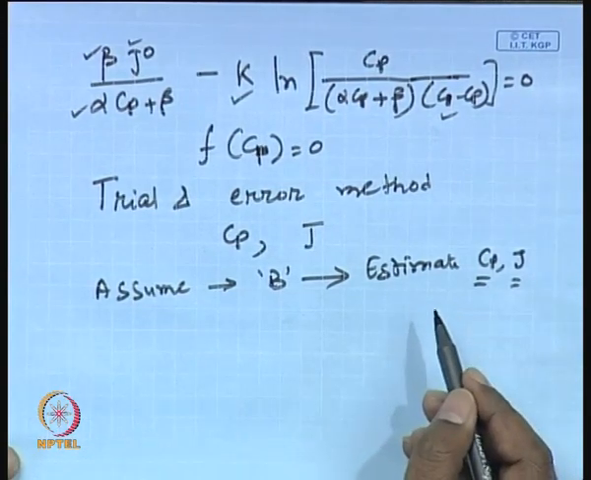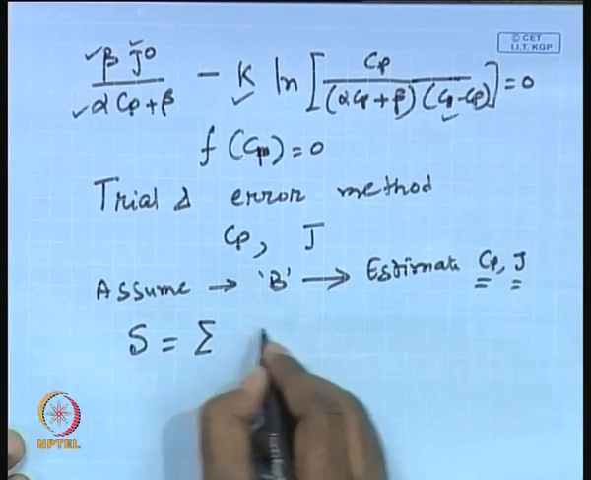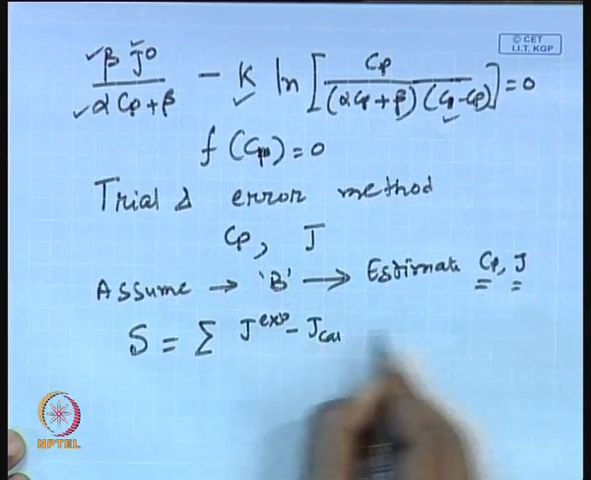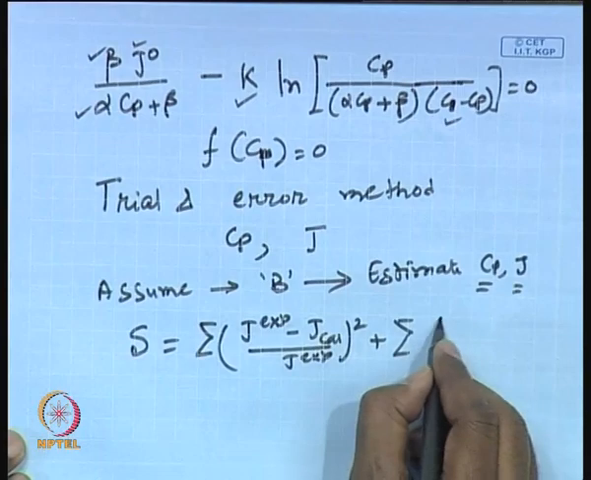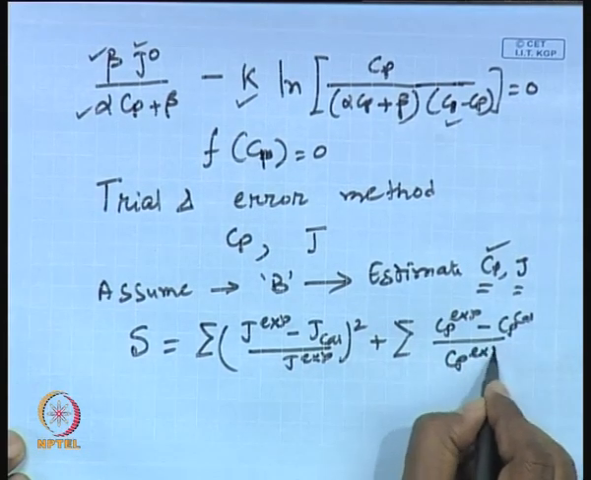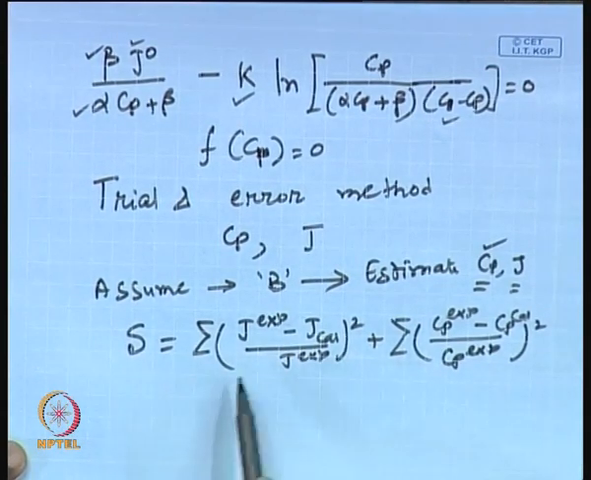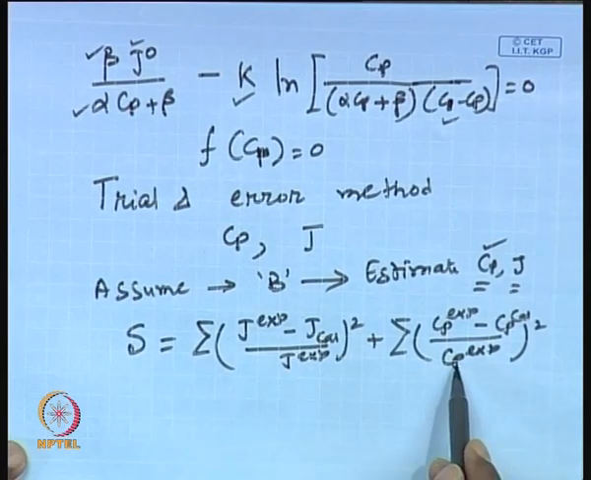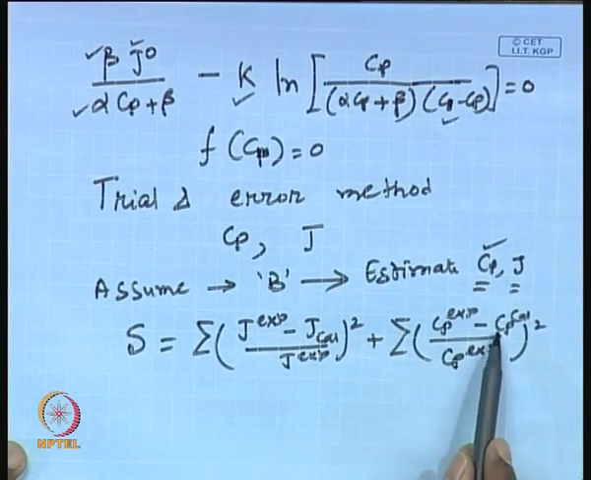and compare this calculated value of C p and J for various operating conditions with the experimentally measured values, and you create an objective function S as summation of J experimental minus J calculated, divided by J experimental, square of that, plus summation C p experimental minus C p calculated, divided by C p experimental, square. Now we compare with the experimental results. That means we compute the mean square difference, the sum of all square differences. Now why is this divided by J experimental and this divided by C p experimental? We can understand the numerator. Numerator is basically the difference between the experimental value and the calculated value in both the cases, C p as well as J.